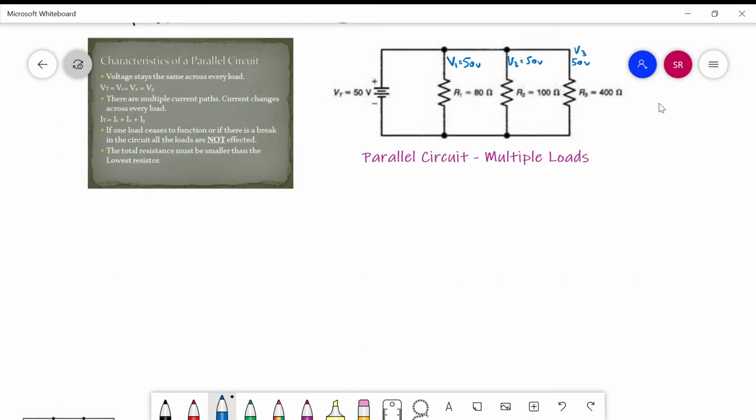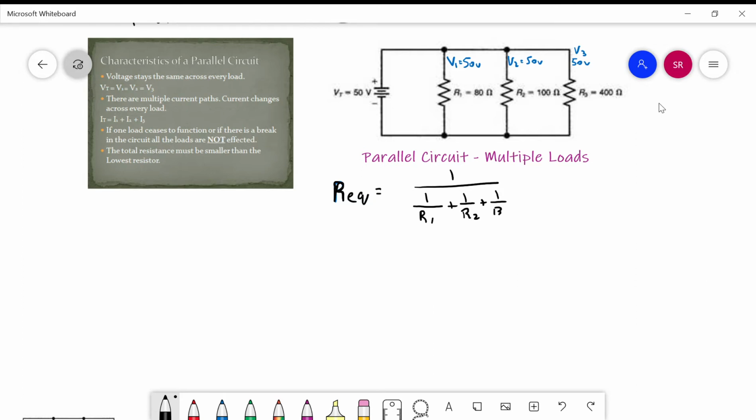So let's move along. What should we do first? Let's find REQ first. Now remember, REQ is your RT in a series circuit, but it's called REQ because we cannot simply add up all the resistors in a parallel circuit. So we give it a new name. And the formula we're going to use is the universal formula, the inverse formula: 1 over R1 plus 1 over R2 plus 1 over R3.